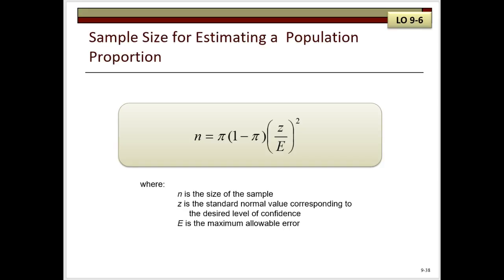If an initial estimate of the proportion pi is available from a pilot study or some other source, it can be used in the formula. Otherwise, we use 0.5 for pi. When we use a pi of 0.5, we generate the largest possible sample size for a given margin of error and confidence level.